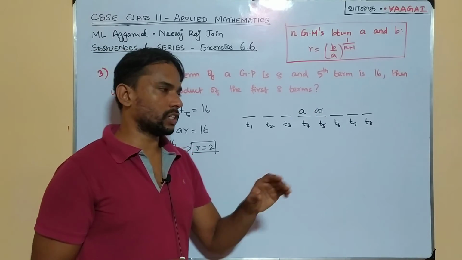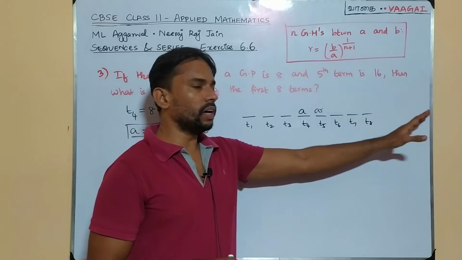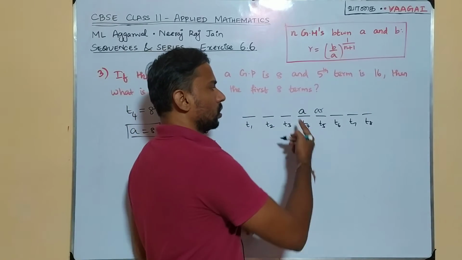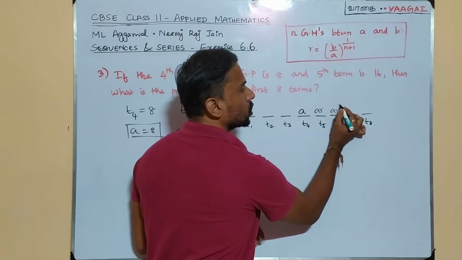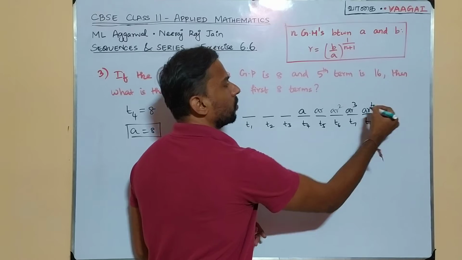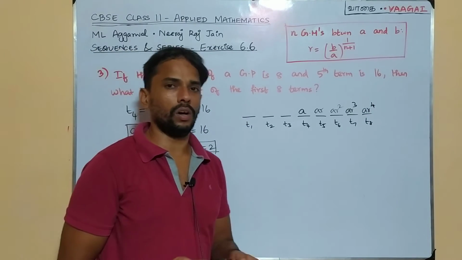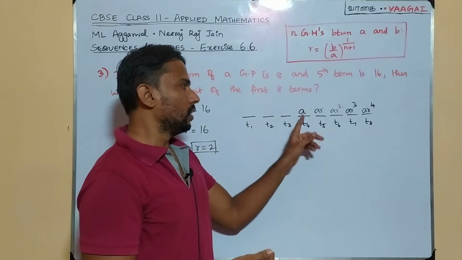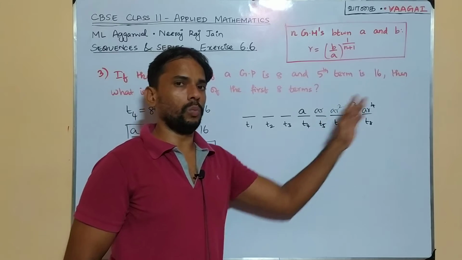Now, as usual, let us try to find the other missing terms also. We'll try to fill the forward direction first. So this is A, this is AR. Continue the chain. So T6 will be AR square, T7 will be AR cube, this is AR power 4. Just increase the power one by one, because the terms will be multiplied by R and so on.